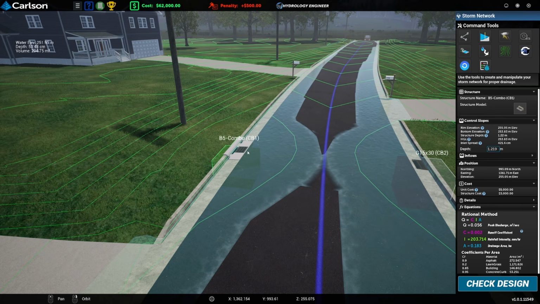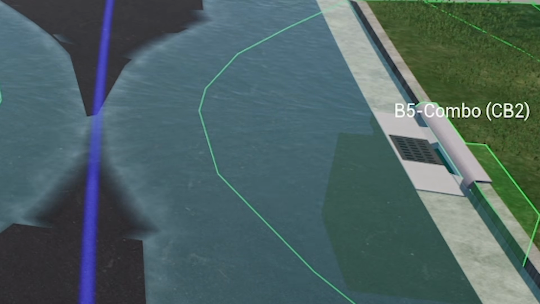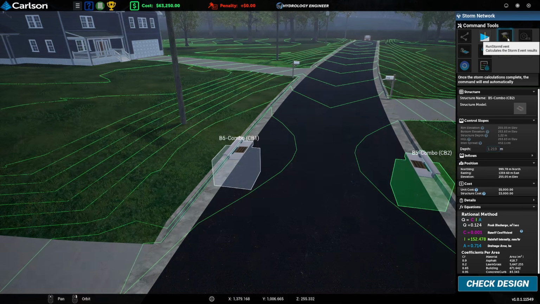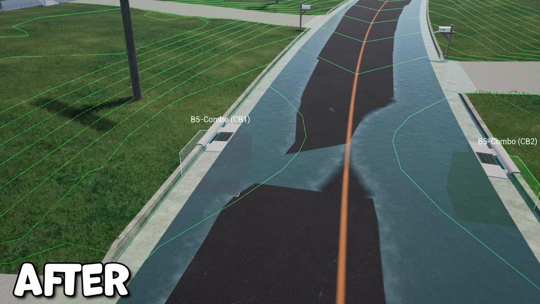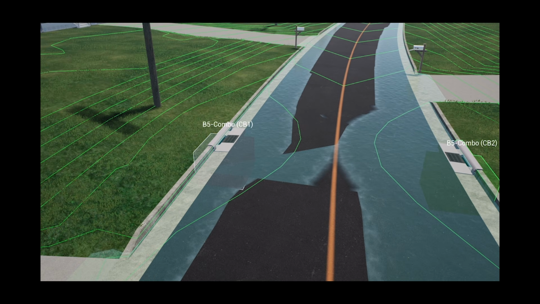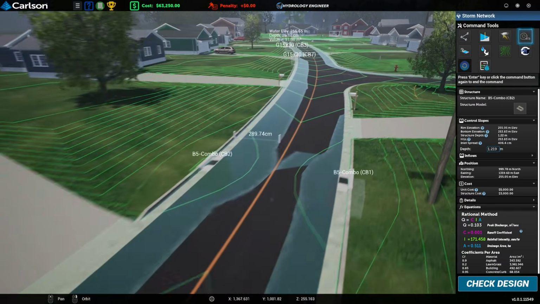Actually, if we just have a look at this, and I'll do the one on the opposite side as well. So that's also a combo box. If we run the storm again, will there be less flooded water there? You can see, yes, there is actually way less water. I feel like this side of the road is fine now. This side, though, is still a little bit sketch.